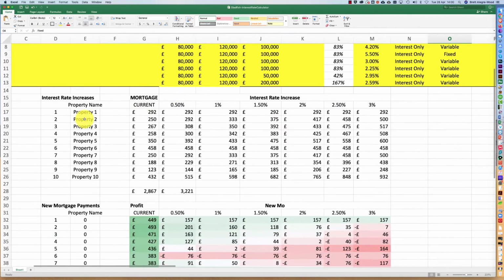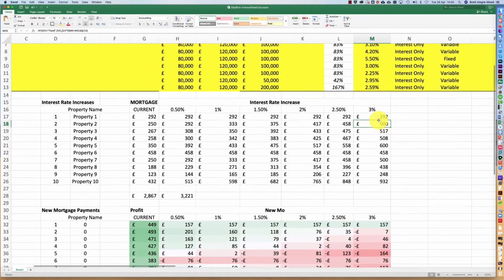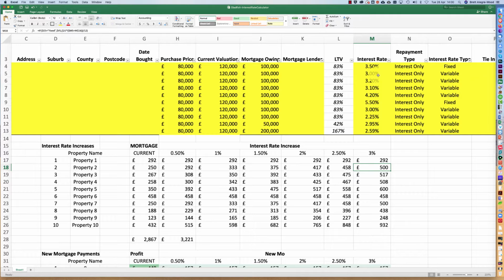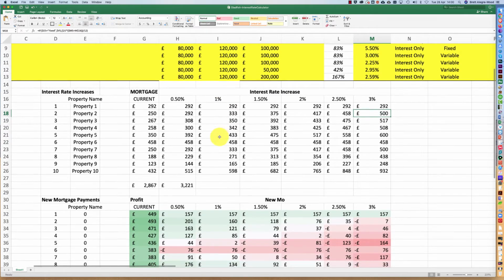So let's have a look at property 2, which starts off with a mortgage payment of 250. If the interest rate goes up by 0.5%, it becomes 292. By 1%, 333, and then 375. So eventually, if it goes up by 3%, so it started off at 3%, if it was to go to 6%, then at 6% it's going to be 500 per month. That's the mortgage payment.